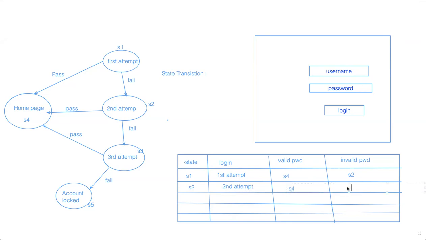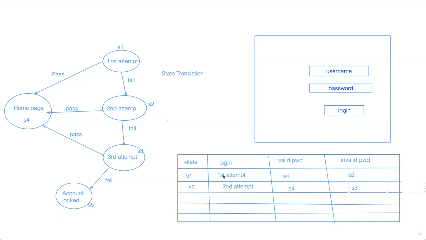If I give an invalid password, then where will it go? It will go to the third attempt, S3, because I have a chance of up to three invalid inputs. If I have more than three invalid inputs, then we go to the account block, means S5, right?